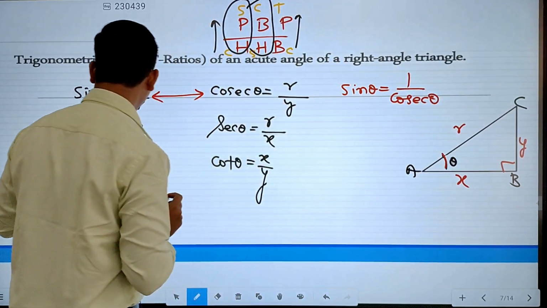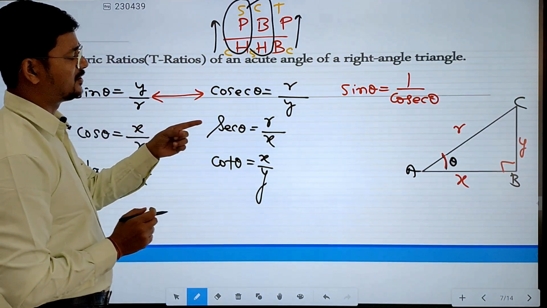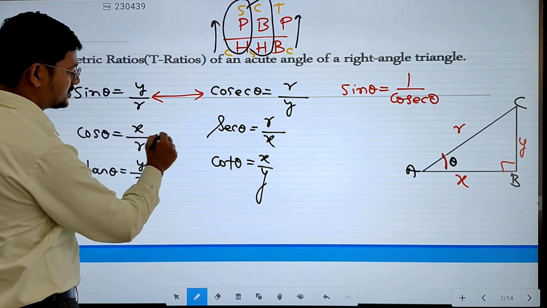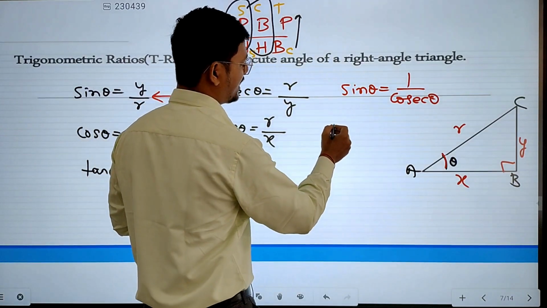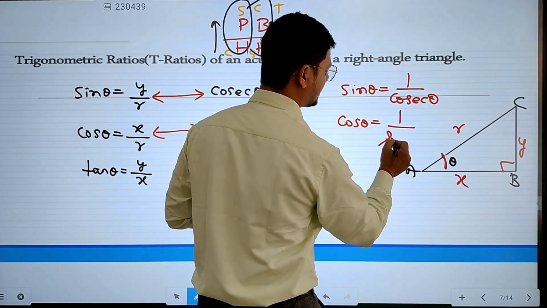And again, if you look at the value of cos theta, which is x upon r, and the value of sec theta is r upon x. So these values are reciprocal of each other. So here we have the reciprocal relationship between cos and sec. So we can write here cos theta is nothing but inverse of sec theta.